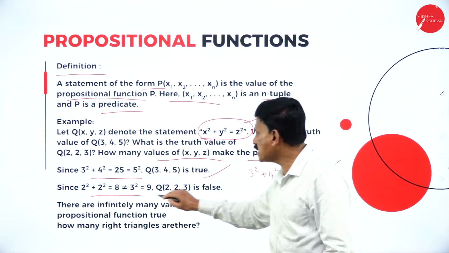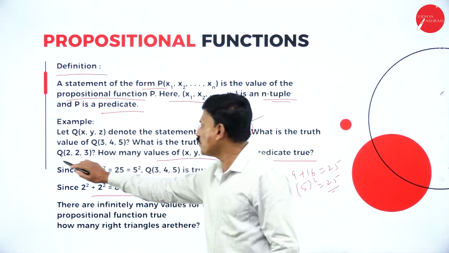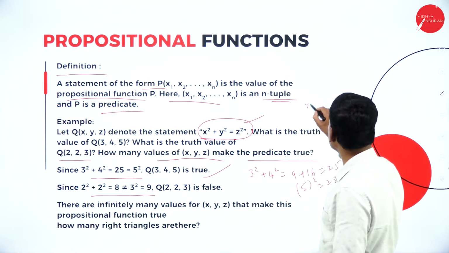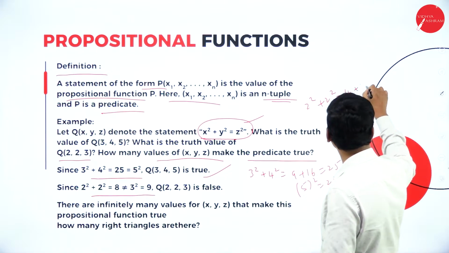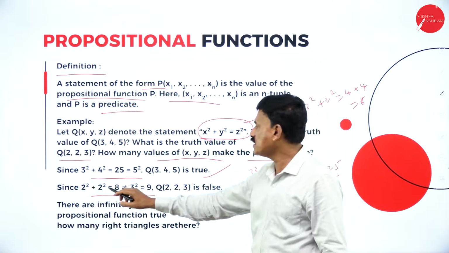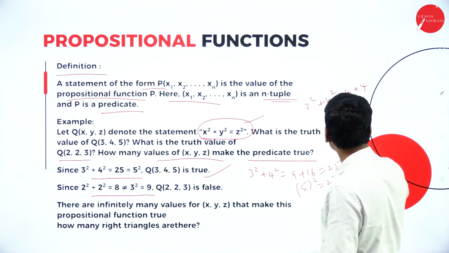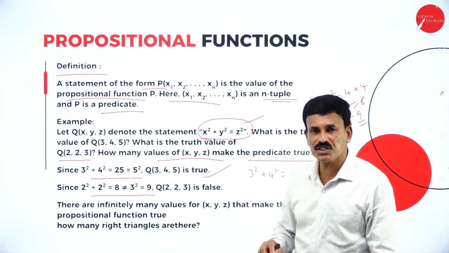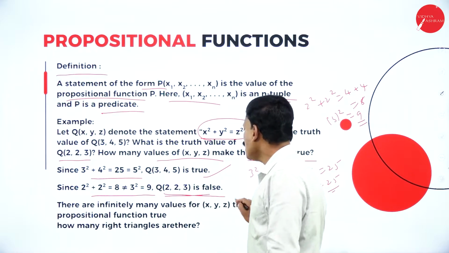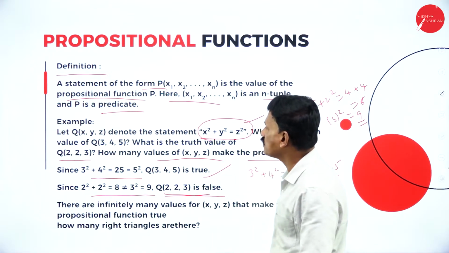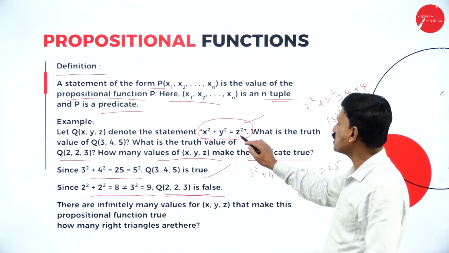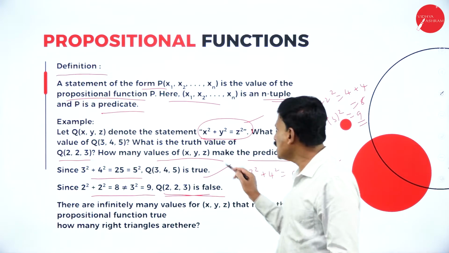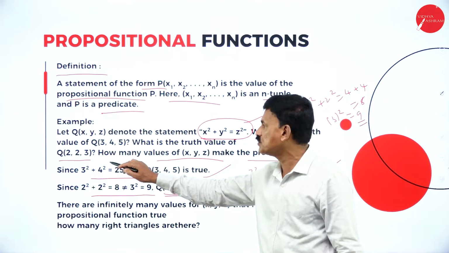Suppose we consider another value, the truth value for Q of 2, 2, 3. That is 2 square plus 2 square, which is 4 plus 4 is equal to 8. On the right hand side, we have z equal to 3, and 3 square is equal to 9. So 9 is not equal to 8. Therefore, the value of Q of 2, 2, 3 is false. That means the statement x square plus y square is equal to z square is true for Q of 3, 4, 5 and false for Q of 2, 2, 3.